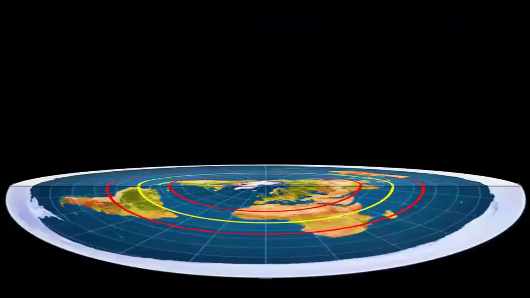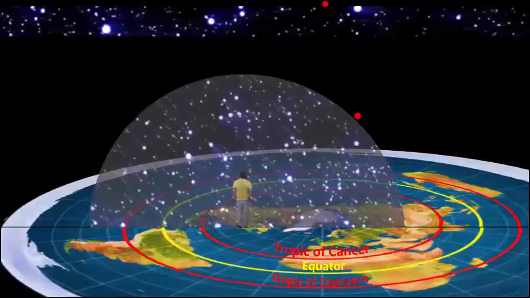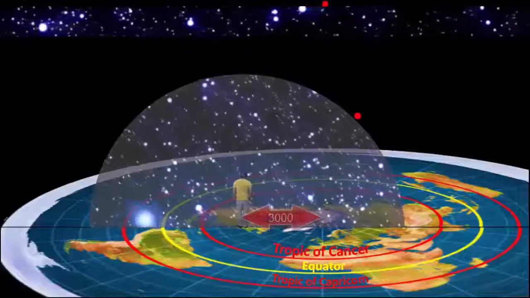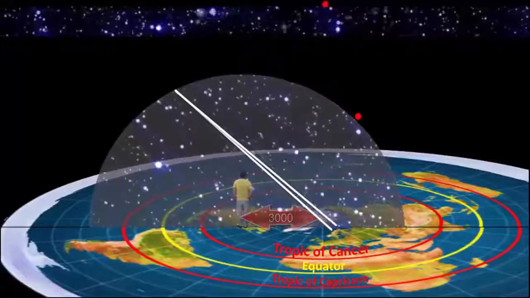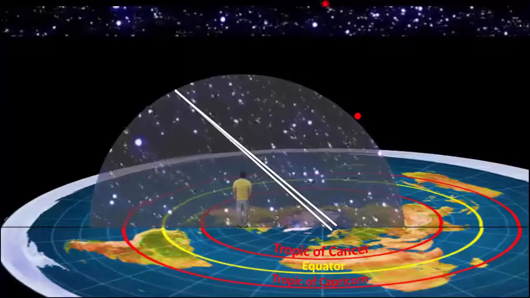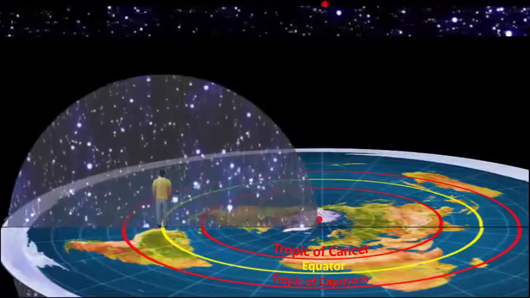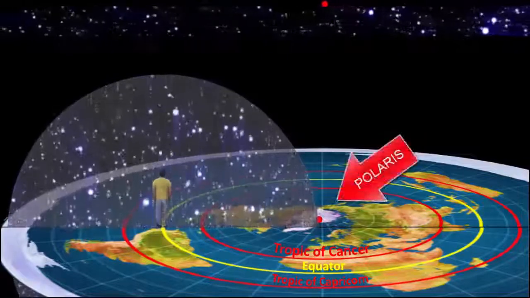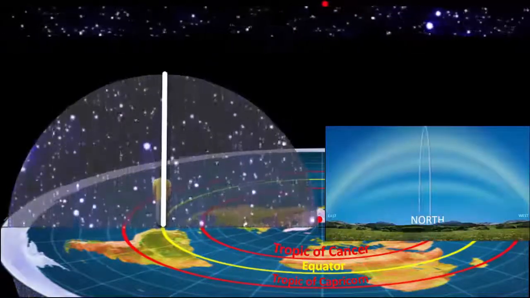So as you head south, the salad bowl starts to tip onto its side. Let's say you travel 3,000 miles south of the North Pole: everything would be rising in the northeast, sweeping out over the southern sky, and setting in the northwest, like this, right? And if you go all the way to the equator, Polaris would now be sitting on your northern horizon. The solid bowl would be completely tipped on its side, and half of it would be below the horizon.